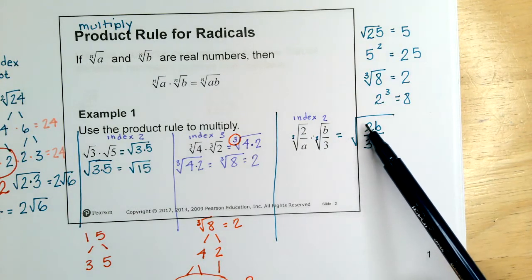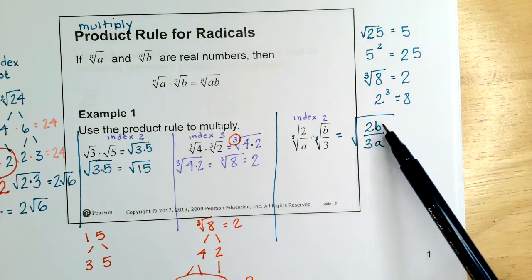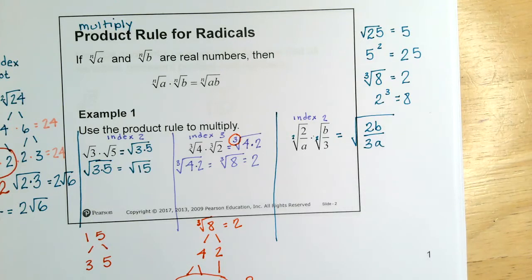You can't simplify the square root of 2 because 2 is prime. You can't simplify the square root of 3 because 3 is prime. And we don't know what a or b might be.